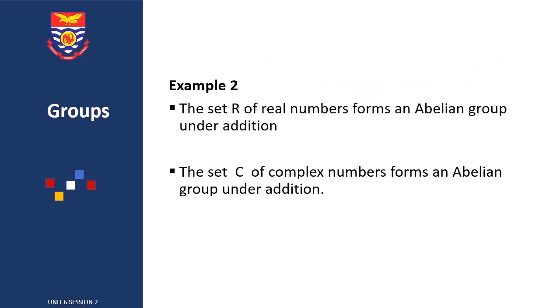Let's look at example 2. The set R of real numbers forms an abelian group under addition, and I'm sure you agree to that. Similarly, the complex numbers form an abelian group under addition. You can try it and then go ahead and prove more.